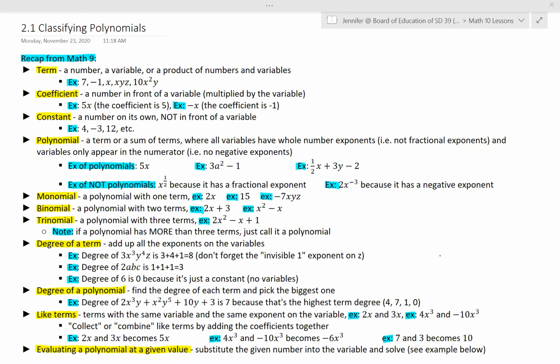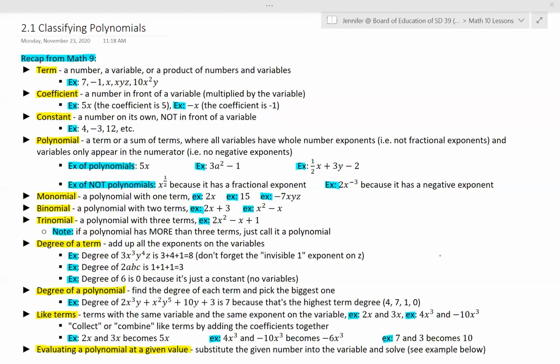So a bunch of definitions to go over for Math 9 when dealing with polynomials. A term is either a number on its own, a variable on its own, or a product of numbers and variables. So I listed a bunch of examples there. You could have 7, that's a term, x is a term, and xyz is a term.